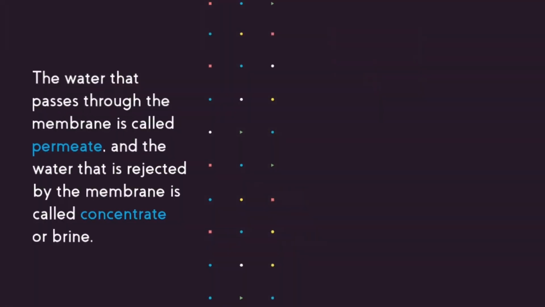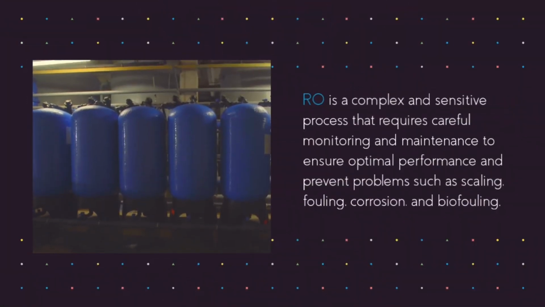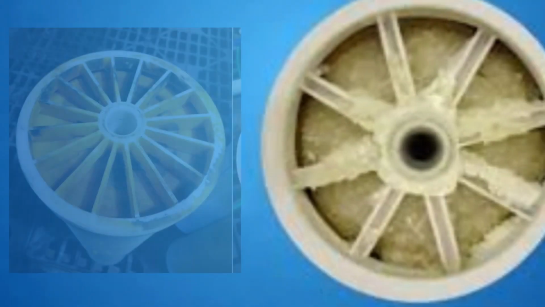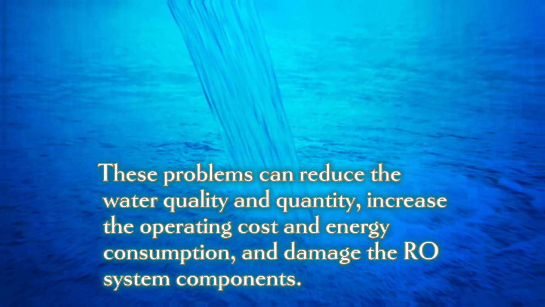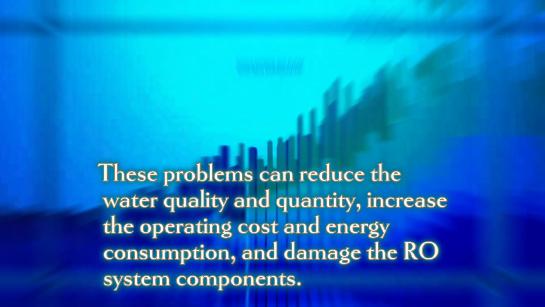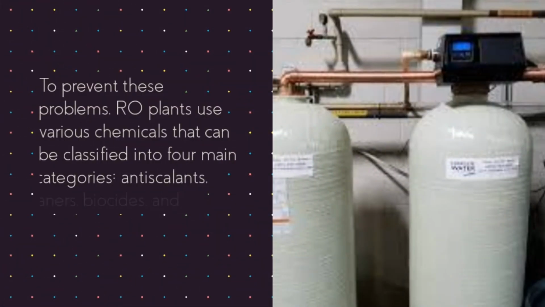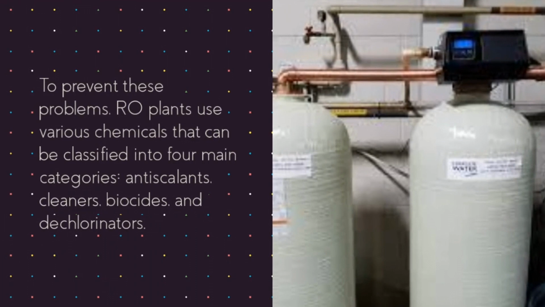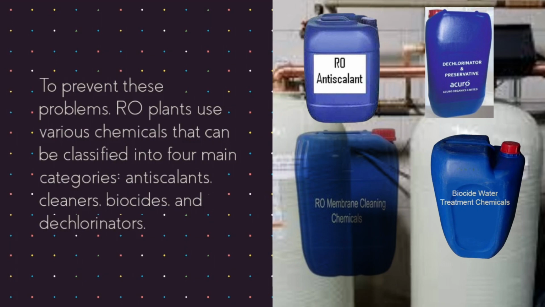The water that passes through the membrane is called permeate, and the water that is rejected by the membrane is called concentrate or brine. RO is a complex and sensitive process that requires careful monitoring and maintenance to ensure optimal performance and prevent problems such as scaling, fouling, corrosion, and biofouling. These problems can reduce the water quality and quantity, increase the operating cost and energy consumption, and damage the RO system components. To prevent these problems, RO plants use various chemicals that can be classified into four main categories: antiscalants, cleaners, biocides, and dechlorinators.